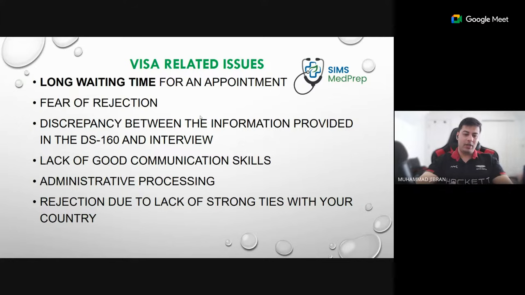If you don't have any strong ties with your country, I don't know what parameter they're setting, but whatever the visa related issues are, these are some of the common ones. I don't know how you can show them how strong your ties with your country are. I think the discrepancy is the main thing that can lead to that. And what you can do about it, I think sometimes it's luck based. If you're having a bad day and the person taking your interview is rejecting everybody, then it's a bad day. And sometimes you get the people who always accept visa applications, so it's luck based as well. There are multiple factors in it.